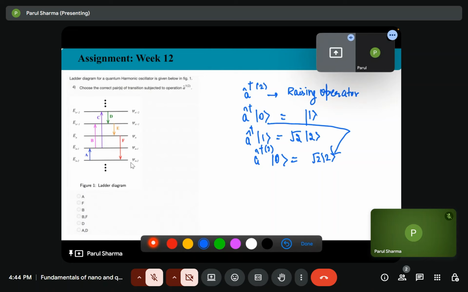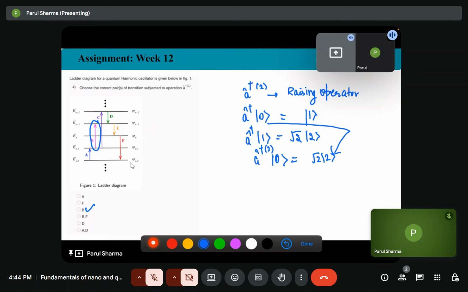So now we have to check where it is moving. There is a jump by 2 states. So if you check A, it is moving to the excited state, but just by a single step. When we see B, it is jumped by 2. So B is the correct option.